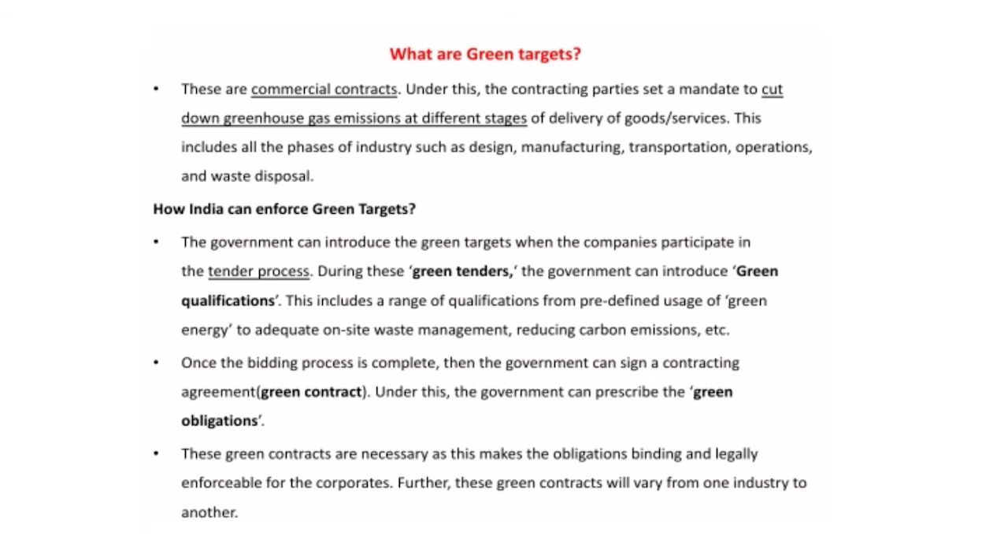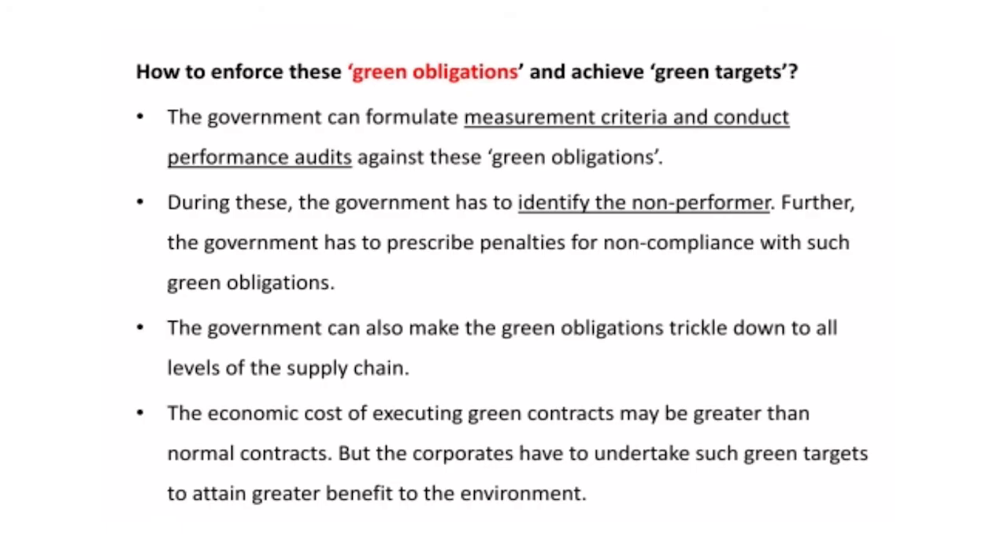What are green targets? These are commercial contracts. Under this, the contracting parties set a mandate to cut down greenhouse gas emissions at different stages of delivery of goods and services. If we produce goods and services, we will be polluting the economy and the country, the environment, through the greenhouses. If we produce a product, we will be releasing carbon dioxide, methane, nitrous oxide, these kinds of gases. We are signing a contract that we should not release them. This year, this company is eligible for only this much; they will be giving targets for each and every industry. That is what green targets are.